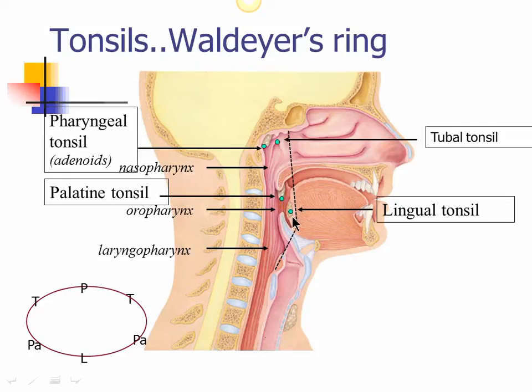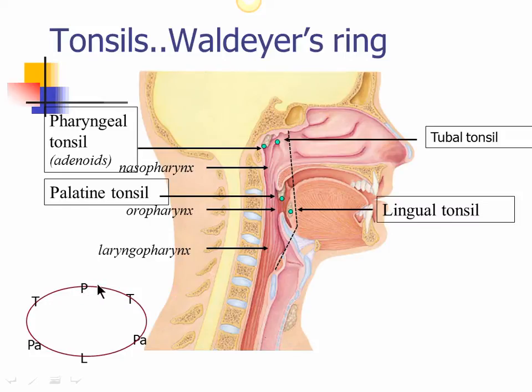And then there is a single one which is present just under the tongue. If you look at the back of your tongue, it looks a little like it's not smooth. It looks a little bumpy. That's because of tonsillar tissue present underneath, and that's the lingual tonsil, okay? So you have one pharyngeal tonsil here, one lingual, but the tubal and palatine are paired.